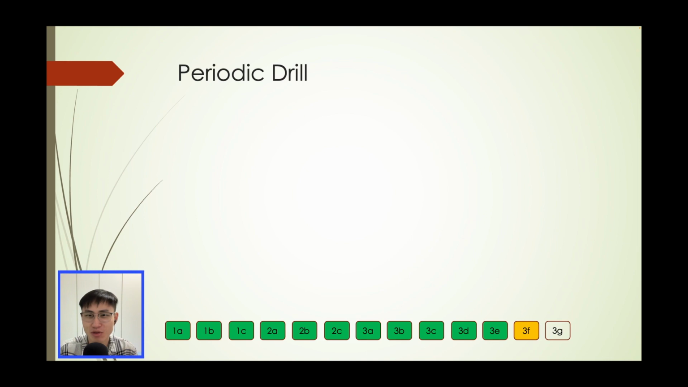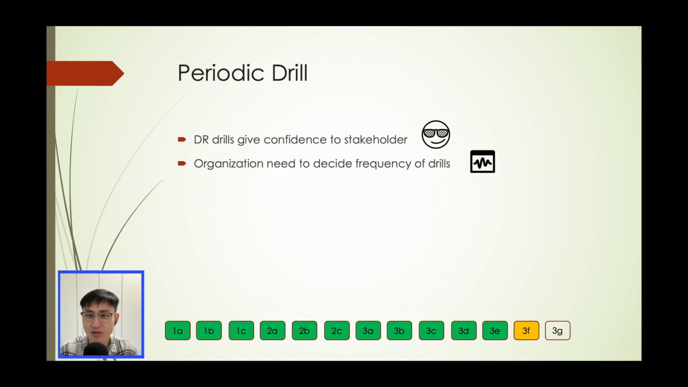Now, once you are done with monitoring, you should also do periodic drills of disaster recovery because frequent drills will give confidence to stakeholders. The organization should decide on the frequency of the drill because if it's done too often, it's a waste of resources. And if it's done too infrequently, there will be less confidence. As a general guide, it should be no less than once a year and no more than once a quarter.